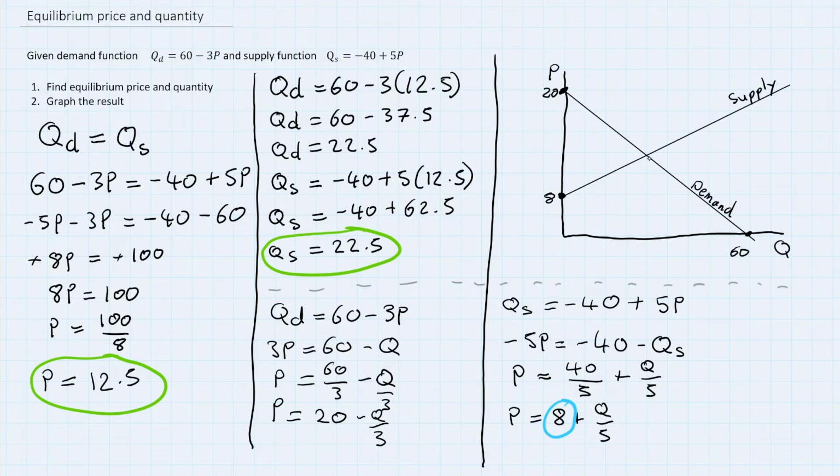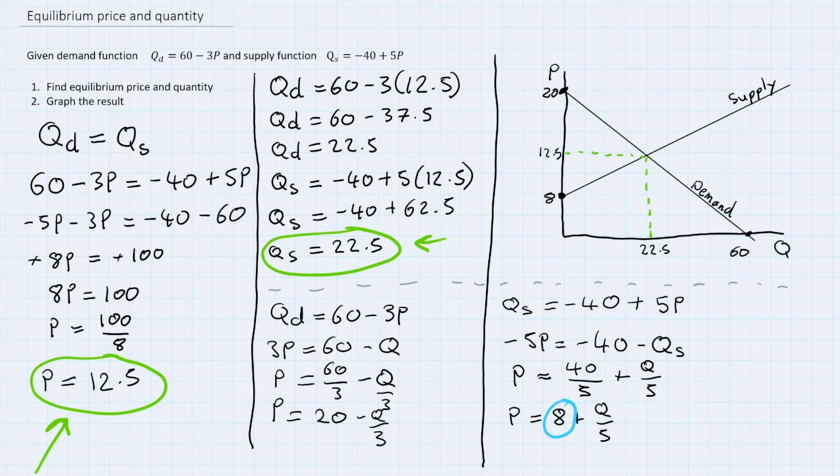And the last thing we need to do is take our equilibrium price and quantity and plot them on the figure too. Of course, we know our price is 12.5 and our quantity is 22.5. And there you have it. You've found equilibrium price and quantity and graphed the result.